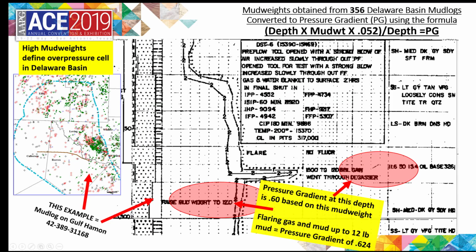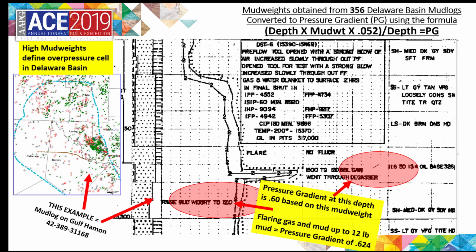Okay, so the first thing I did was I looked at the mud logs. There are about 1,000 mud logs available in the Delaware Basin. The ones I wanted to look at were the ones that went all the way through the Wolfcamp section, which is the deep gas wells, the deep gas wells that were drilled in the 60s and the 70s. So you've got about 1,000 mud logs available, and I graphed 356 of them.